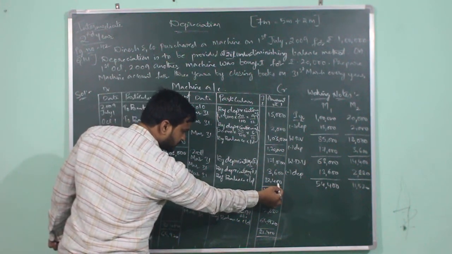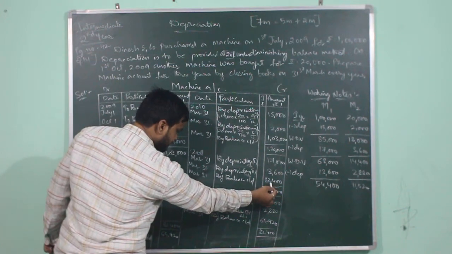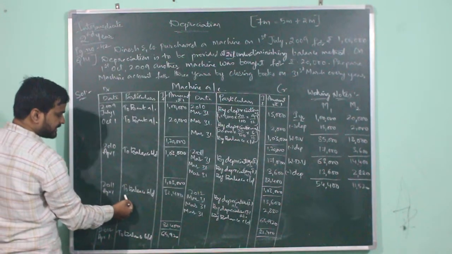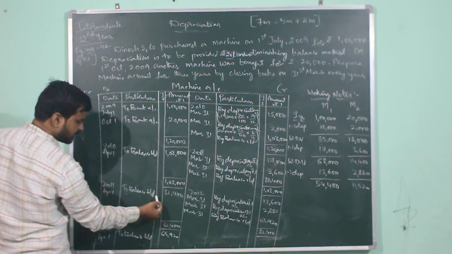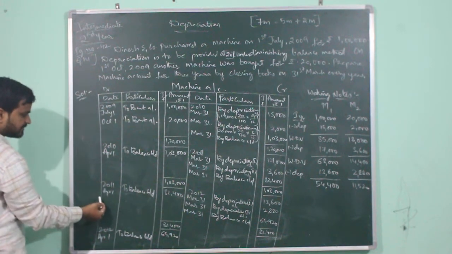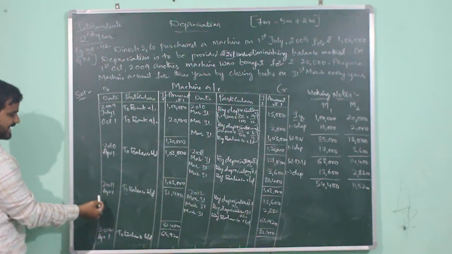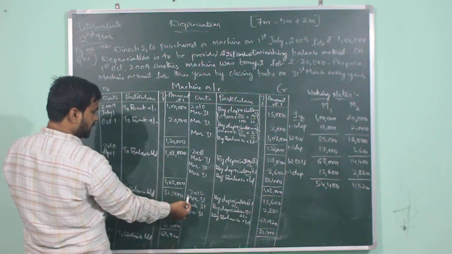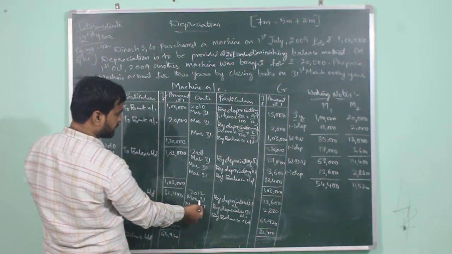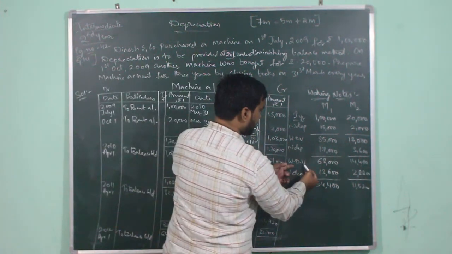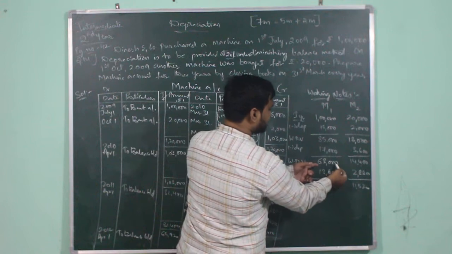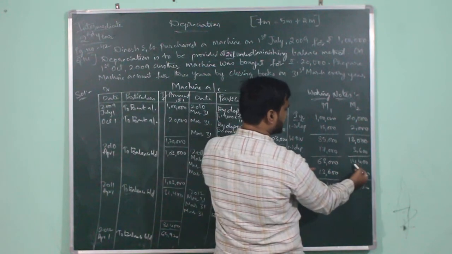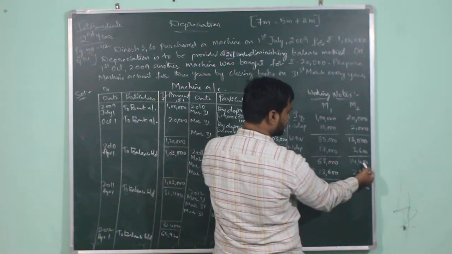The closing balance at the end of the second year becomes the opening balance at the beginning of the third year, which is written here as to balance brought down 82,400, and the date will be taken as April 1st 2011, and this financial year will be ending on 31st March 2012. Now at the end of the third financial year, you are required to provide depreciation. The written down value at the beginning of the third year for first machine is 68,000 and for second machine is 14,400.